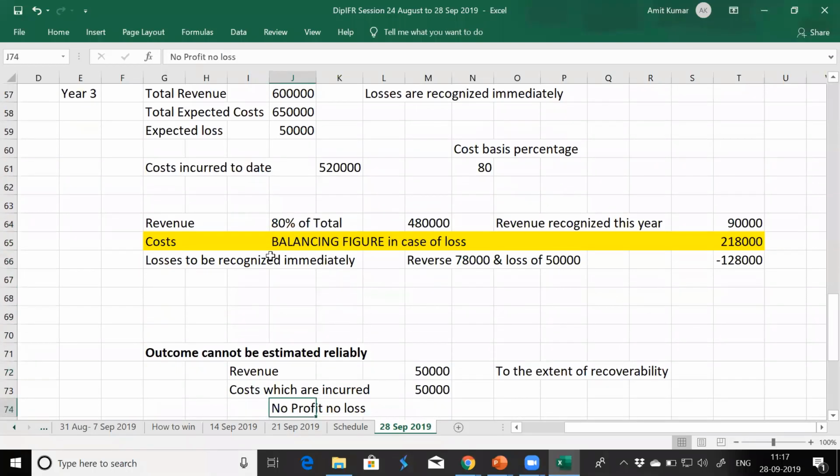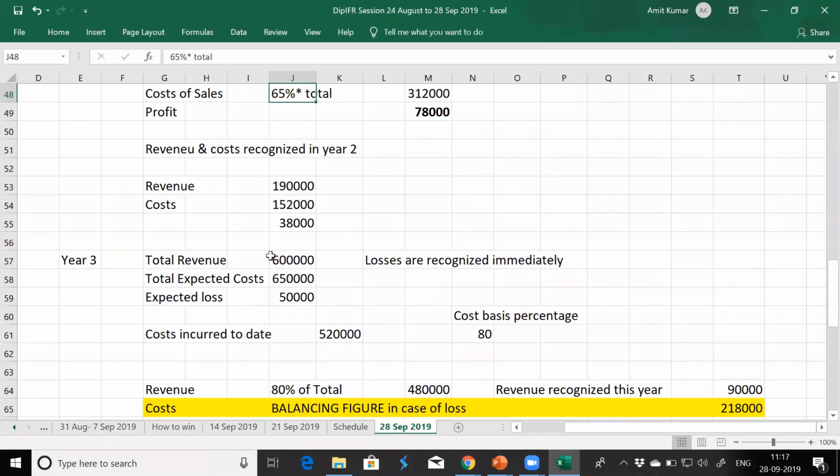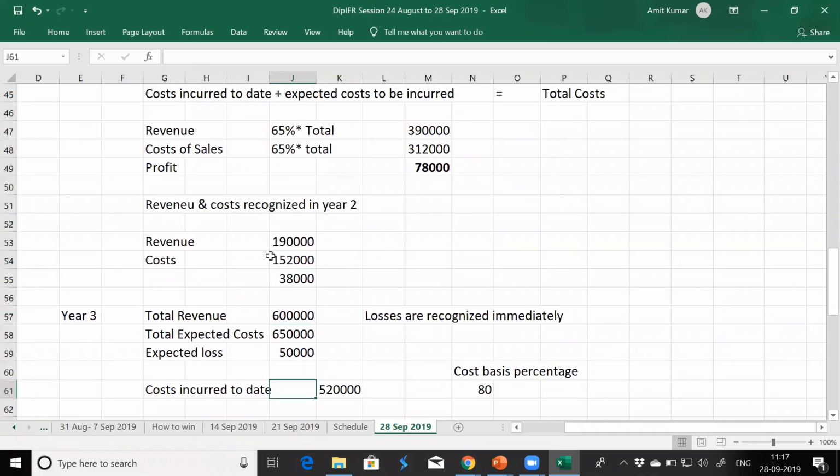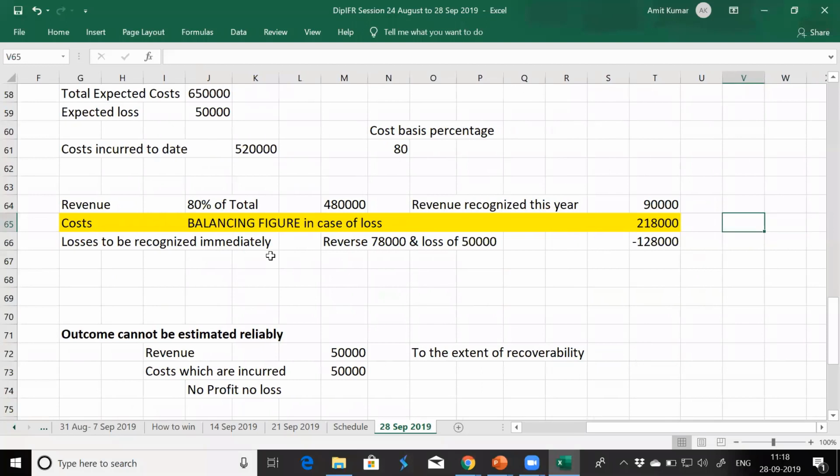Yeah. Just one more thing. In the total expected cost, we have included variations, penalties, claims. If there is any after-sales service which we are going to provide after the completion of the project, the contract, are we going to include that in the cost as well, or are we going to make provisions for the future?